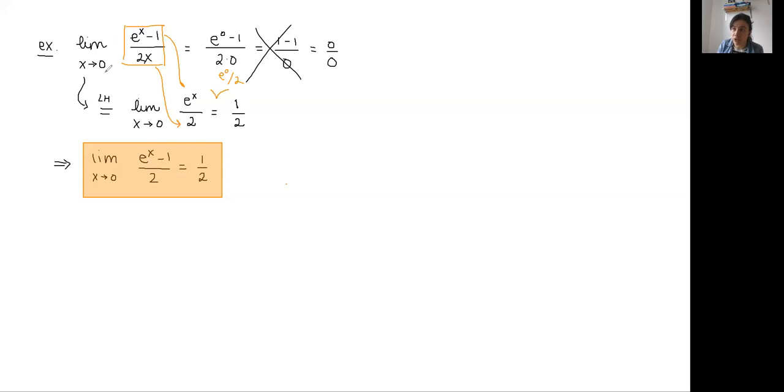At the end over here, I'm just writing, because I started with this limit over here, and through equations I found this answer, that means that the limit of this function over here is going to be equal to the result that I found, which is 1/2. Is that good?